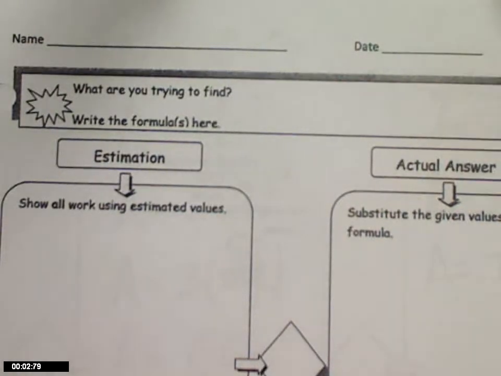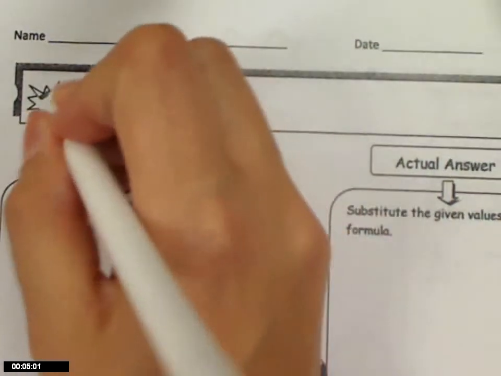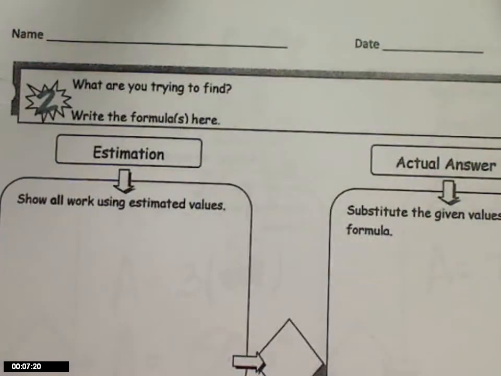Okay, so we're going to do number 2. Make sure you write that up here. What's number 2 asking us to find? Good. Area of a circle.